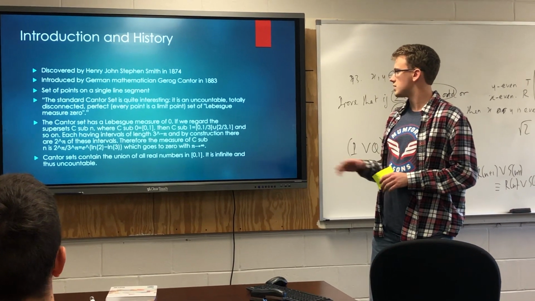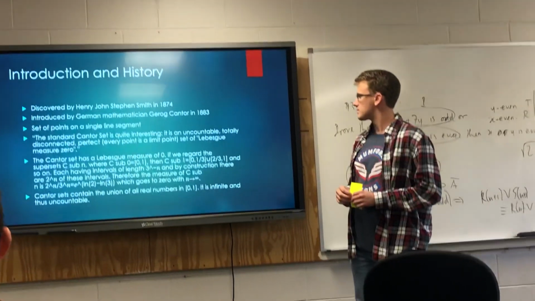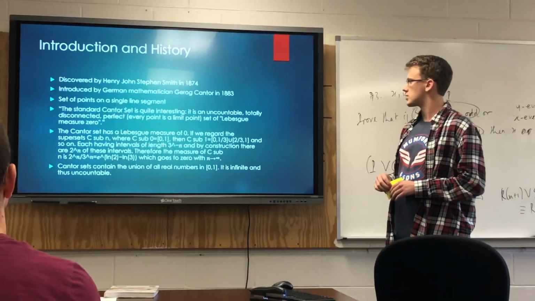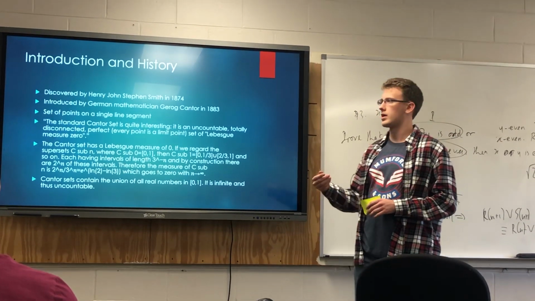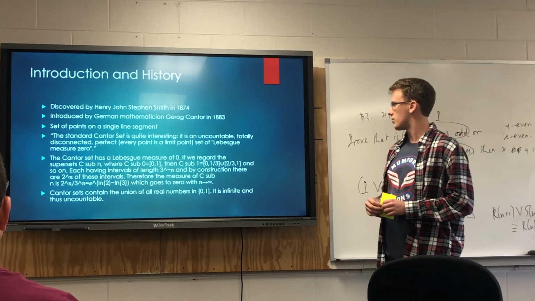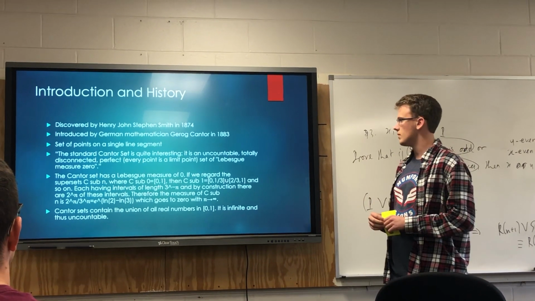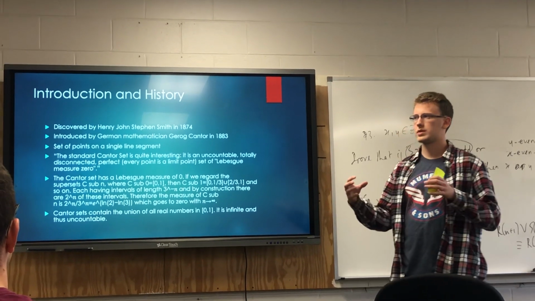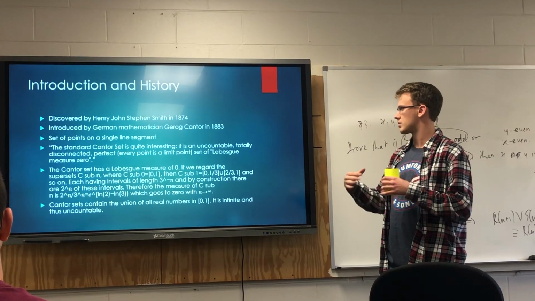As you can see in this point right here, this actually explains it. The Cantor set has a measure of 0. If you regard the superset C sub n, basically when you plug in 0, 1, and those successive numbers, and then you have a union of all those numbers, the set increases in size, and by that the Cantor set is formed.